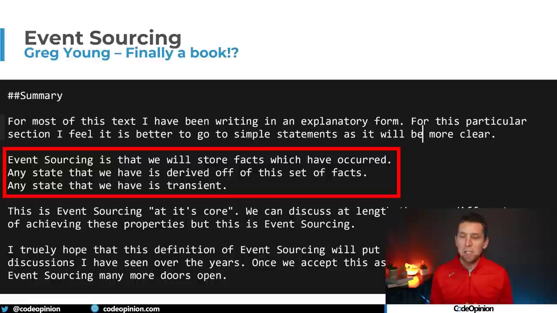And this is the section that I've highlighted, I think is the most important: event sourcing is that we will store facts, events, which have occurred. Any state that we have is derived off this set of facts, and any state that we have is transient. I replied to Greg, I said, I wish you would have coined it fact sourcing, because then we wouldn't have this confusion with event sourcing and how events work, but I still think it's very applicable. But again, the key here is event sourcing is about state.